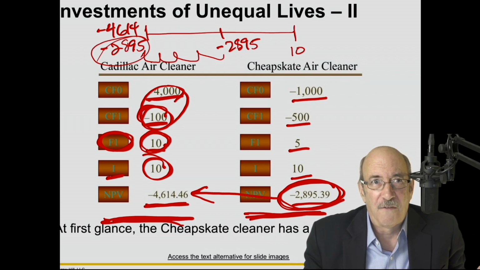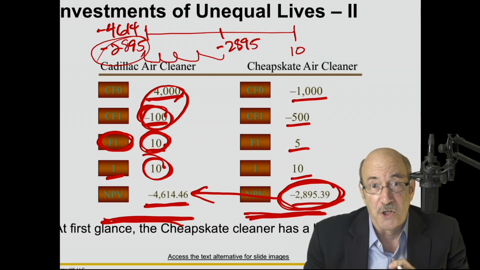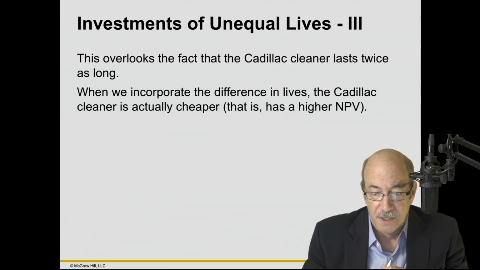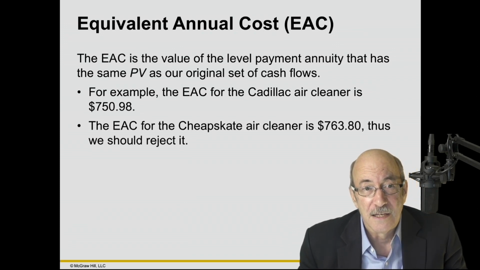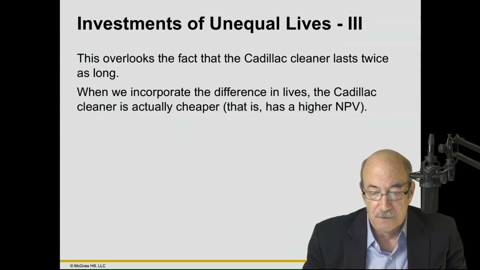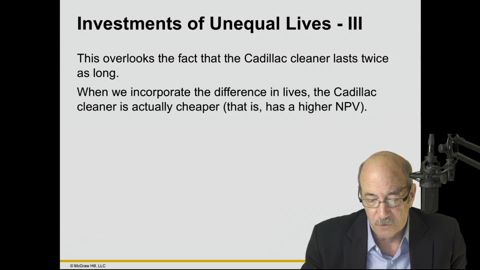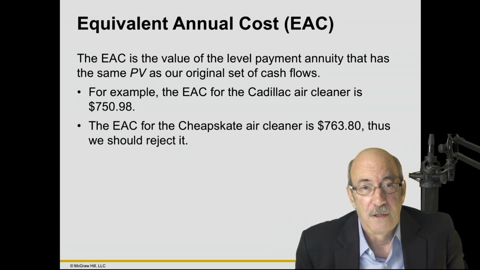This one is pretty obvious because it's a very simple example. But a better way to do this is to use what's called the equivalent annual cost, EAC. All right, so I just mentioned this slide already. It overlooks the fact that the Cadillac cleaner lasts twice as long. All right, so how does the EAC work?